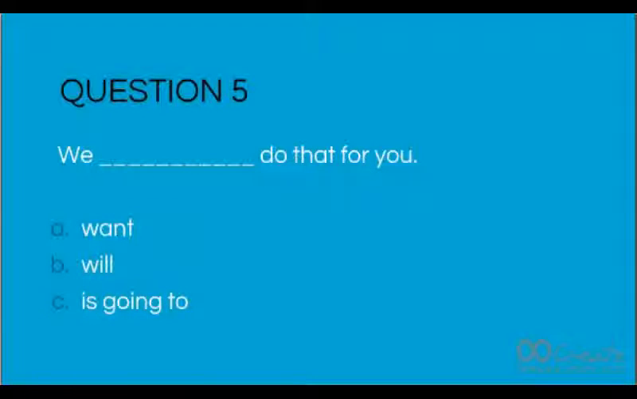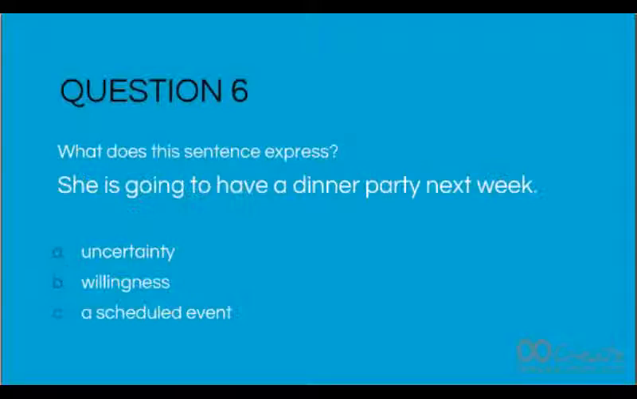Question number 5. We do that for you. A, want. B, will. Or C, is going to. The right answer is B, will. Remember that will can express willingness to do something. We will do that for you. We are willing to do that for you.